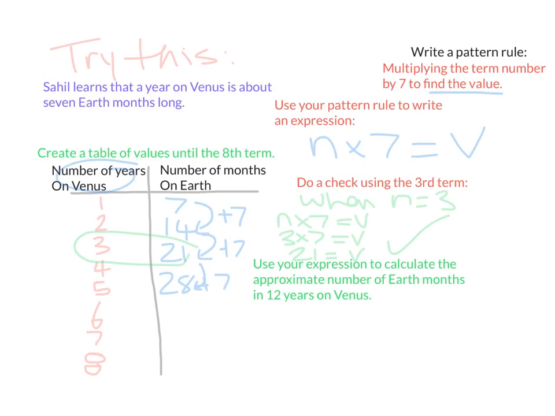So then I go ahead and I solve. It says here, use your expression to calculate the approximate for 12 years. So I say when n equals 12, and I'm going to go ahead and do the same thing. So n times 7 equals v. 12 times 7 equals v, and the solution is going to tell me that it is 84 equals v. So there you go, you went through the entire process.